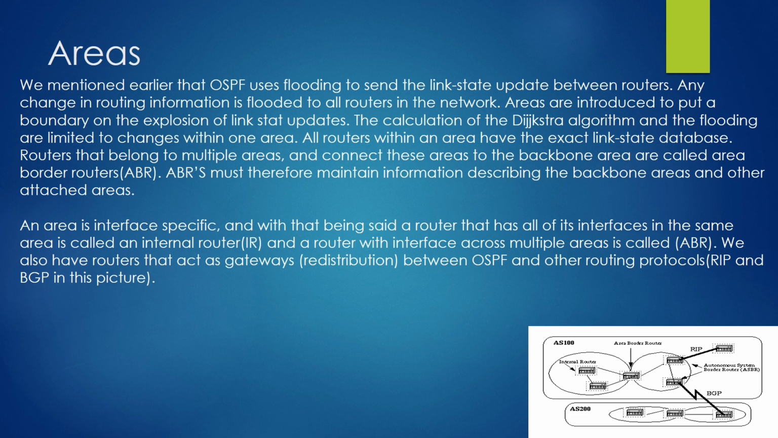Routers that belong to multiple areas and connect these areas to the backbone area are called area border routers. ABRs must therefore maintain information describing the backbone area and other attached areas. An area is interface specific. With that being said, a router that has all of its interfaces in the same area is called an internal router, and a router with interfaces across multiple areas is called an ABR. We also have routers that act as gateways for redistribution between OSPF and other routing protocols, RIP and BGP in the case of this picture below.